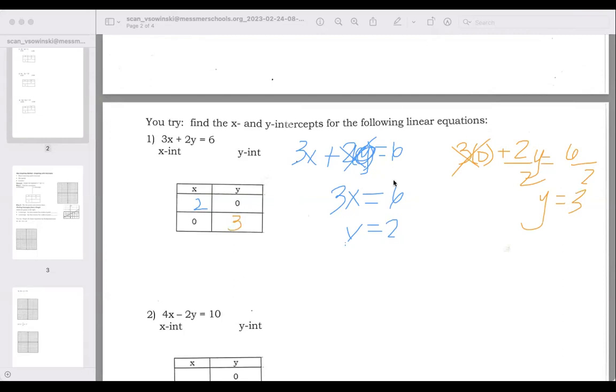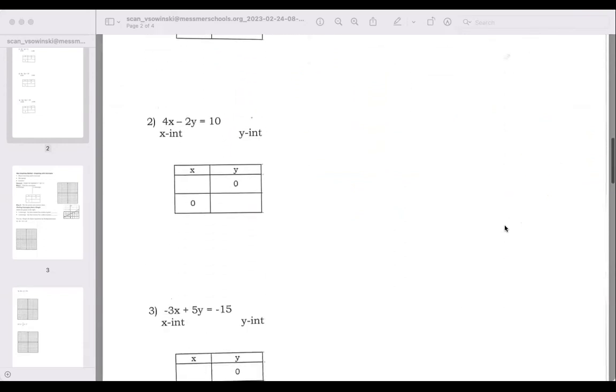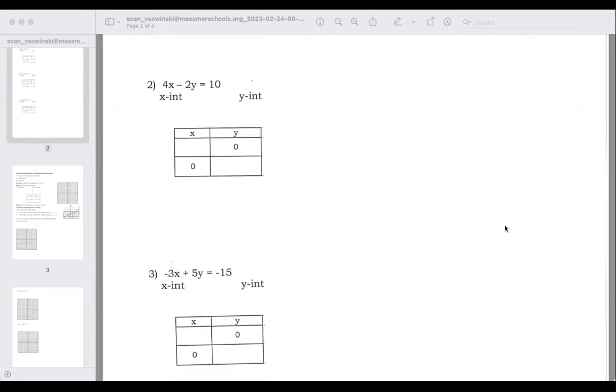All right, so for homework, you are going to work on numbers 2 and 3 and come to class ready to talk about those. You're going to work on 2 and 3, fill in that t-chart.